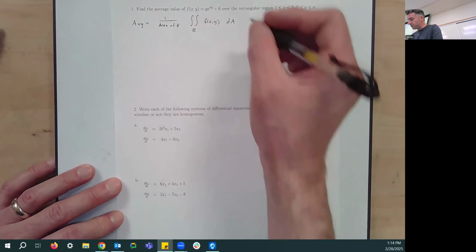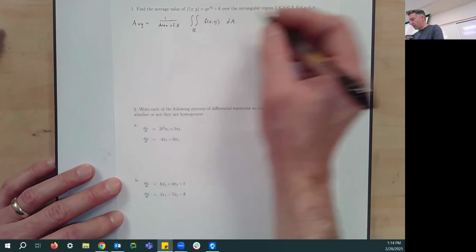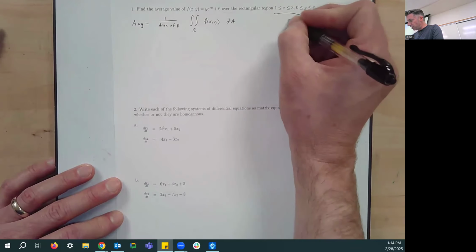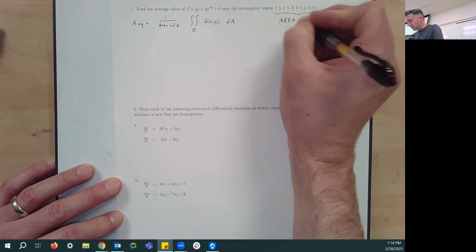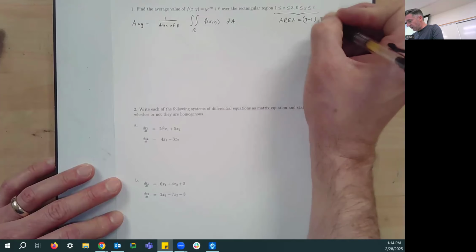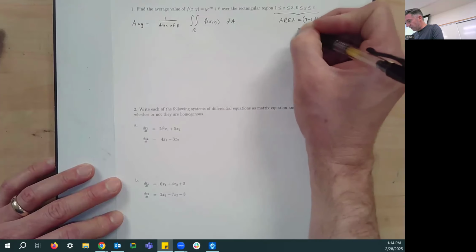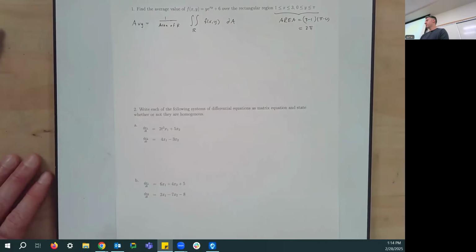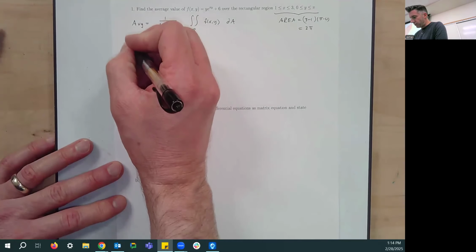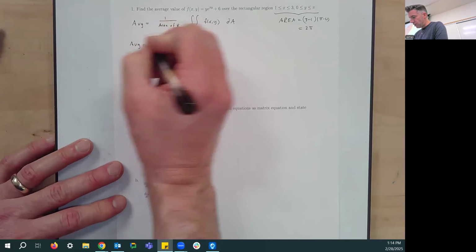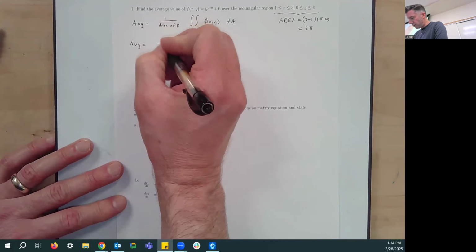And it is. So also, I'll point out that the area of my region is going to equal 3 minus 1 times pi minus 0, which is just 2 pi. It's a rectangle, right? Base times height. So then the average value is going to equal 1 over 2 pi.